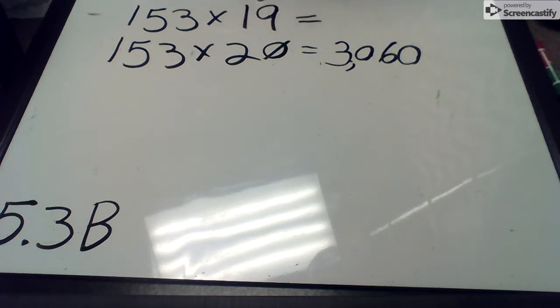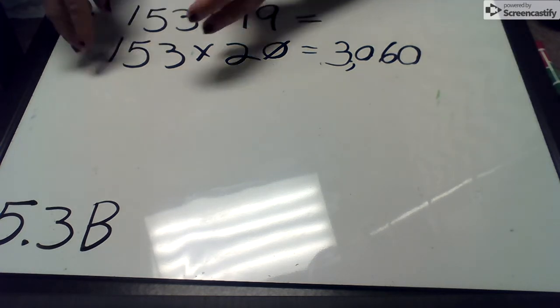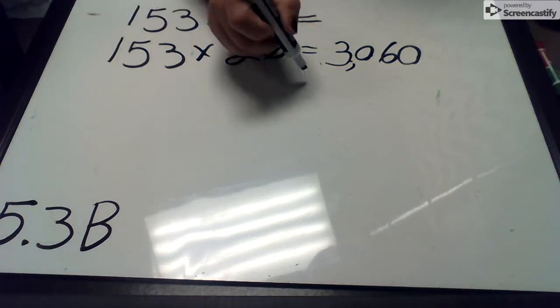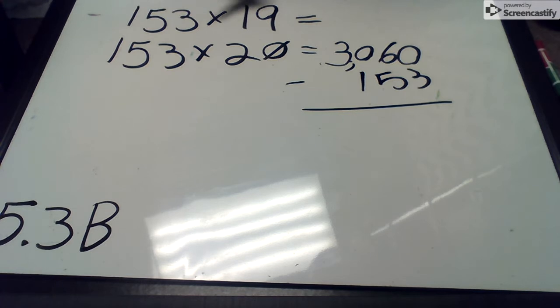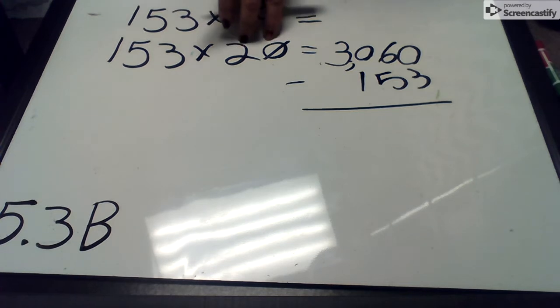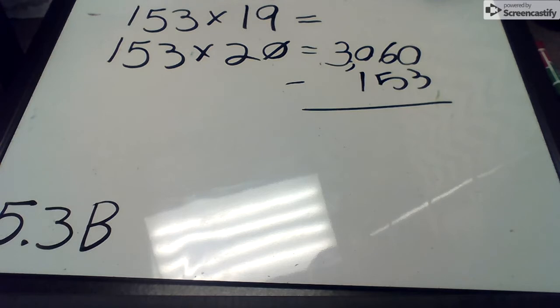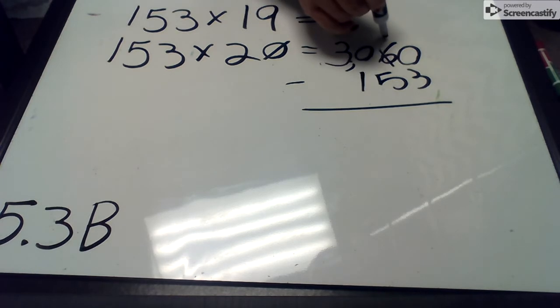What I do notice is that this means 20 groups of 153. This means 19 groups of 153. So in order for me to get the actual answer, I could take away a group, which is 153, from my answer and actually come up with the answer for 153 times 19, because this is 19 groups of 153 and this is 20 groups of 153. So if I did that, 0 minus 3 is not going to work. So I'm going to have to regroup.